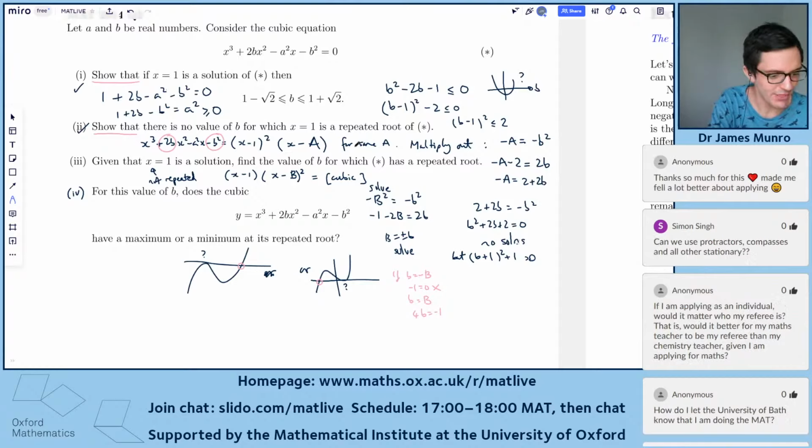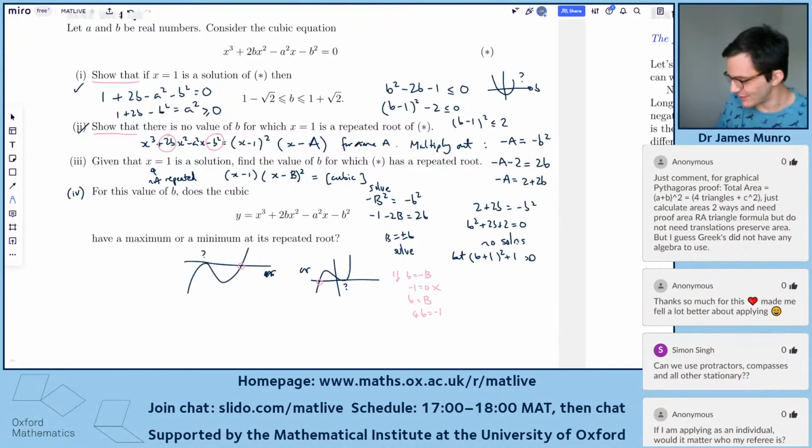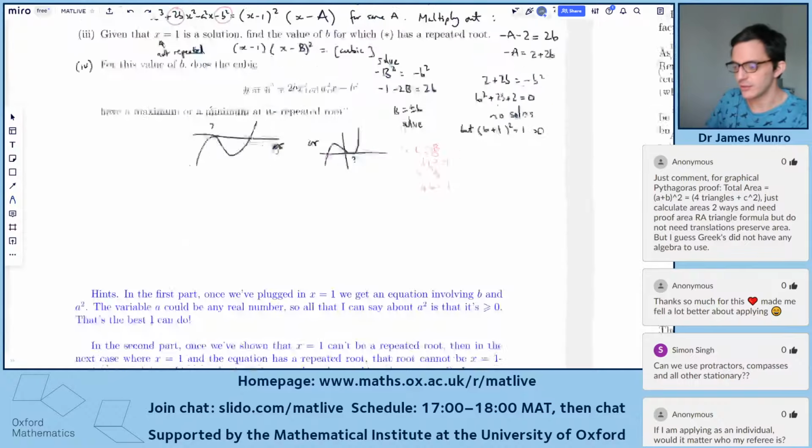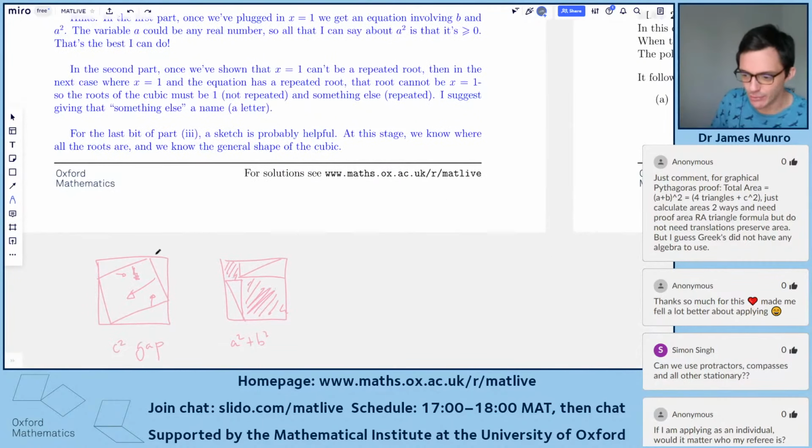Right. Oh, somebody wants to talk about Pythagoras. Thank you so much. Right, here we go. Yeah, graphical Pythagoras proof. The total area. Yeah, so I've seen people write this down sometimes. In this Pythagoras thing, down here, sometimes people label all the sides.